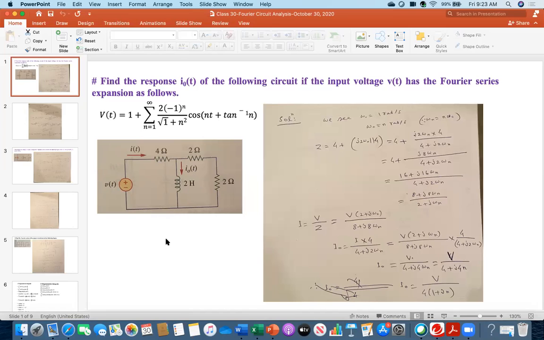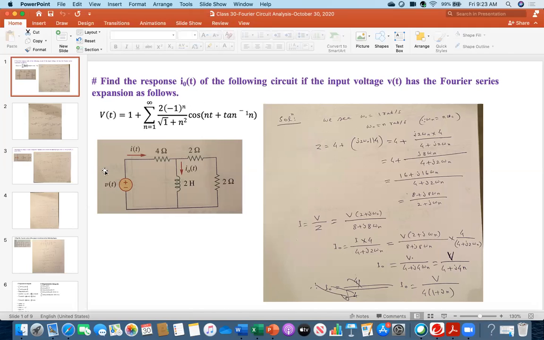Yes, that makes sense. The first component in the series is like DC biasing? Yes. So therefore, as you see, I said that the response has the Fourier series expansion.